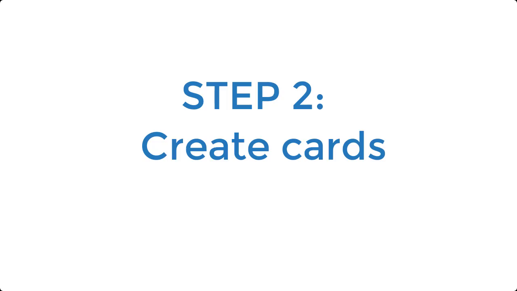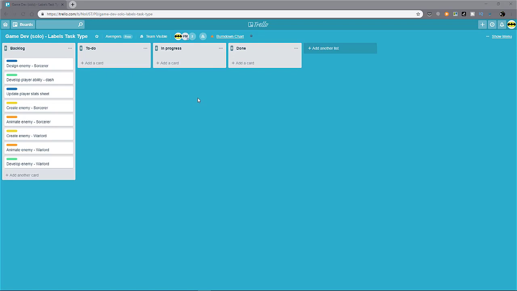Okay, now that you have these lists set up, you're gonna need to start creating cards, and these cards represent tasks that you have to do for your game development project. The cards will reside within lists. So lists are like containers to, well, literally list down the different cards that you'll be working with. For example, I already created a bunch of cards here that represent this imaginary project that I have going on.